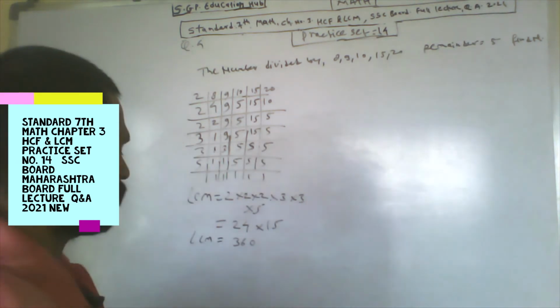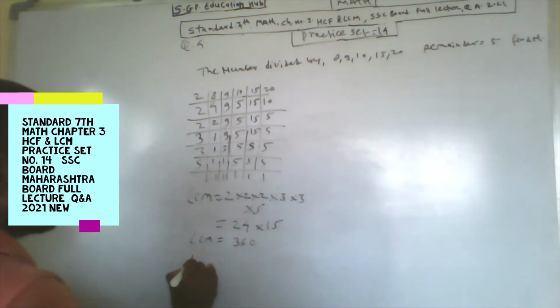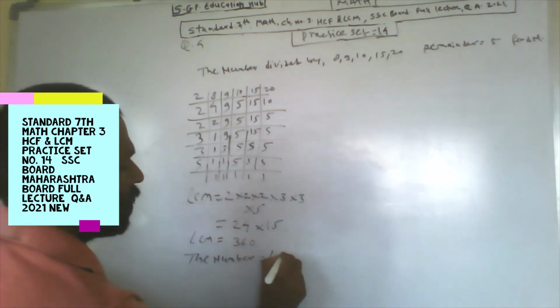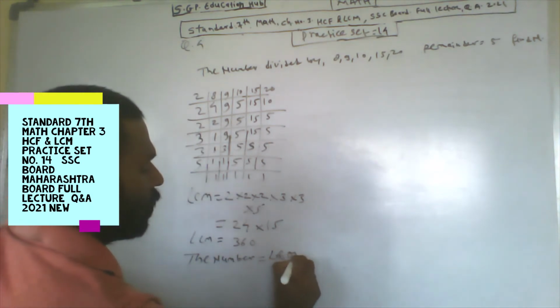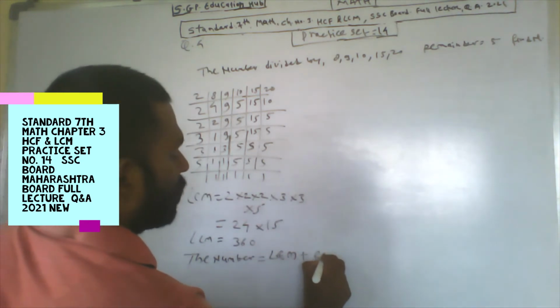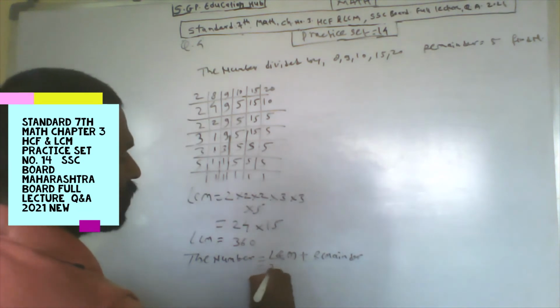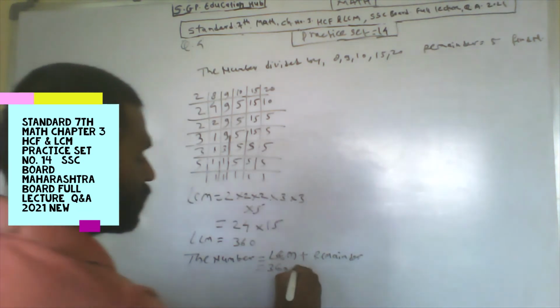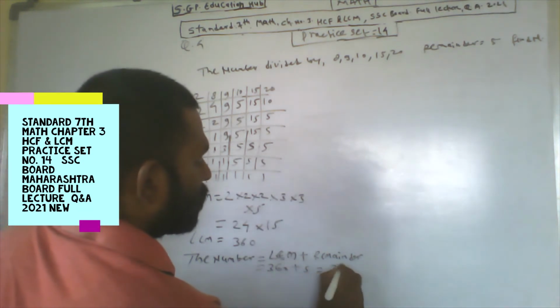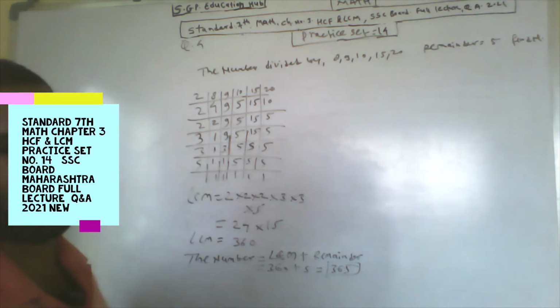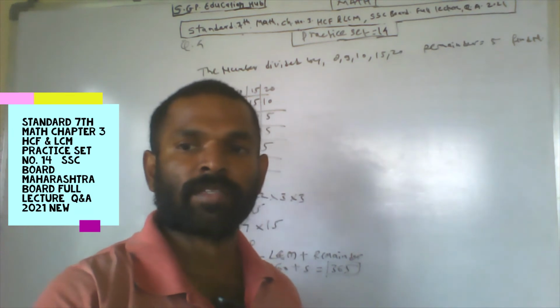LCM is 360. What is the formula? The number is equal to LCM plus remainder. LCM is 360 plus 5. Answer is 365. The number is 365, the smallest number is 365.